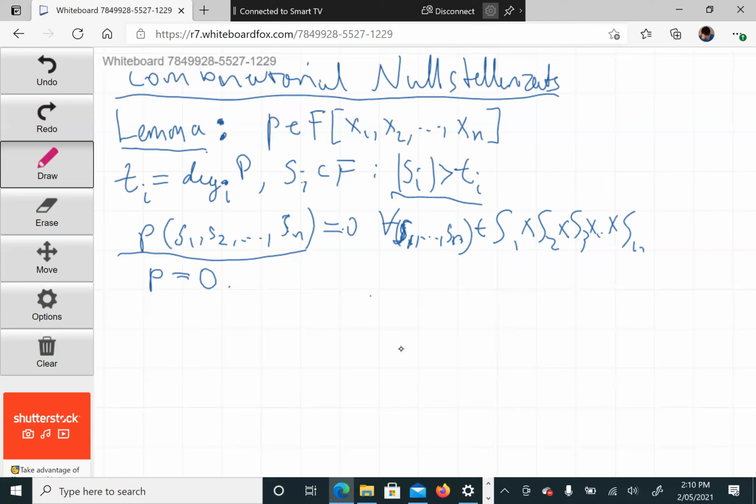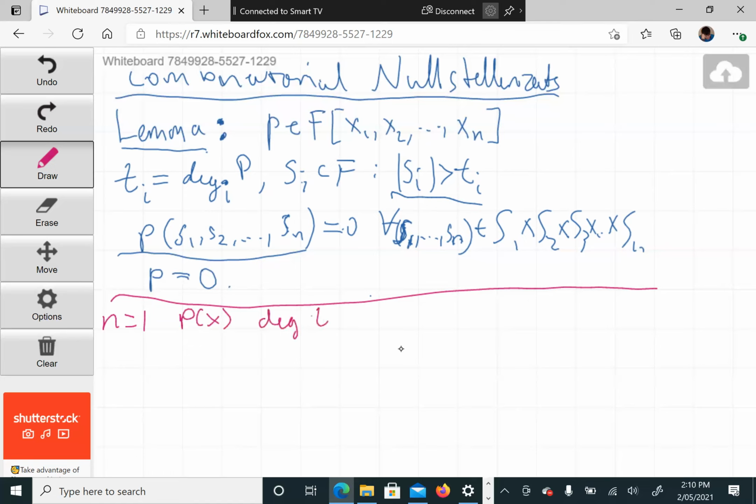So in the n equals 1 case, you already know this. If n equals 1, then you just have one polynomial, one variable, and it has a degree. There are more things going to 0 than the degree. S is bigger than t, so there are more zeros than the degree.